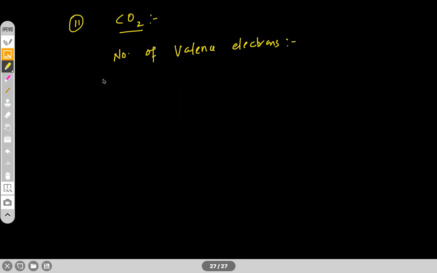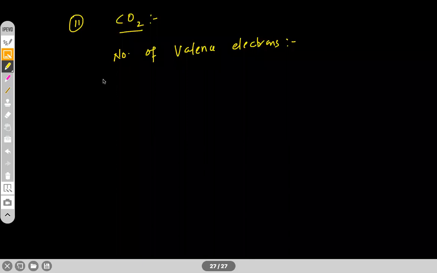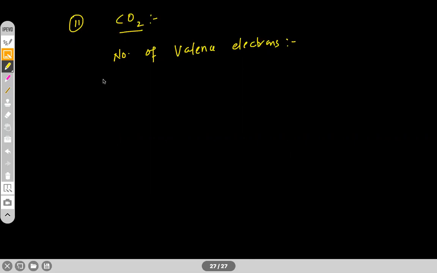Okay, what is the Lewis dot structure? Tell me the number of valence electrons, guys. Parvati, Aro, Pranav, 16 you are getting. Okay, the number of valence electrons for carbon is 4, for oxygen it is 6 into 2, so we have 16 electrons.